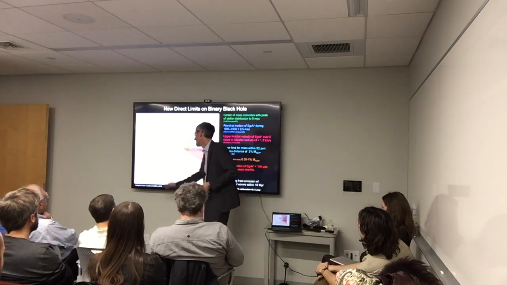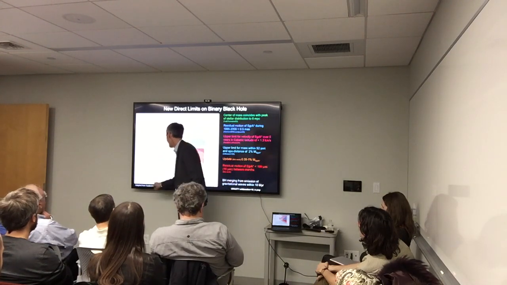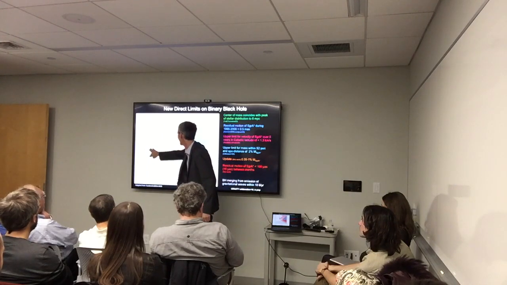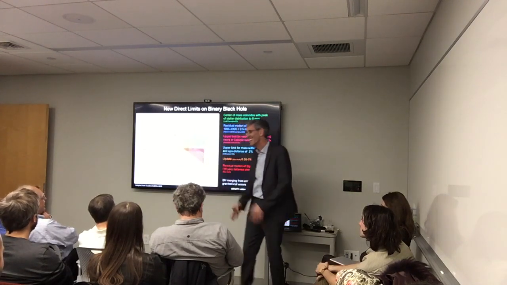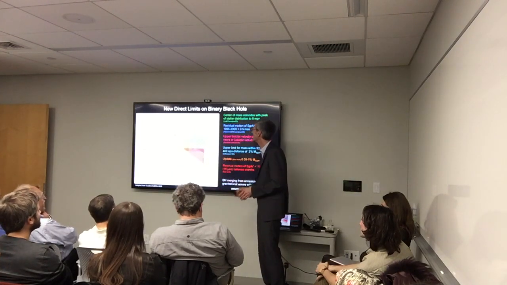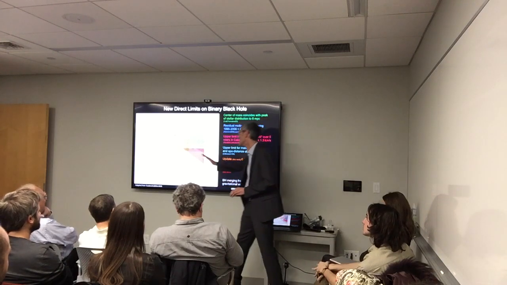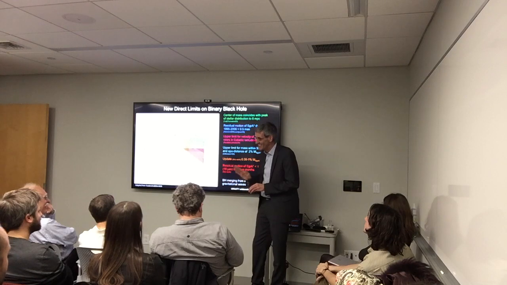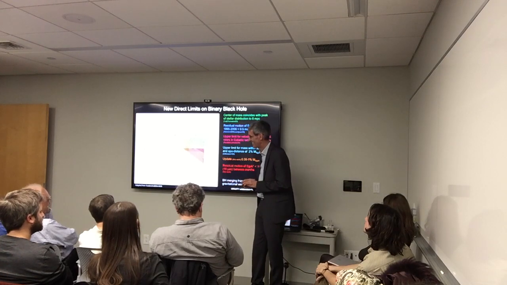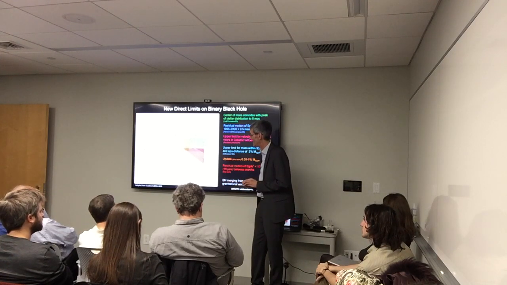Let's be honest, I think the stellar mass black hole is here. No, I let you dream, but I want to be honest. We would be happy if we can exclude intermediate mass black holes. And it should be somewhere.